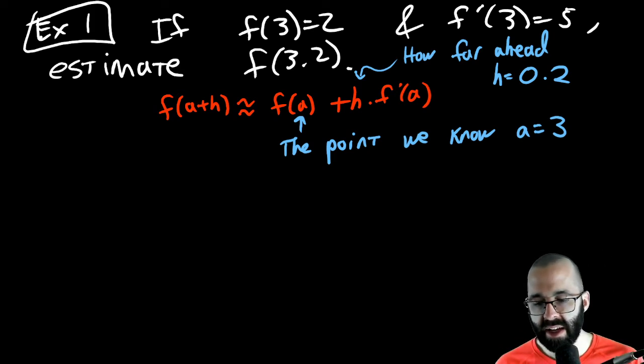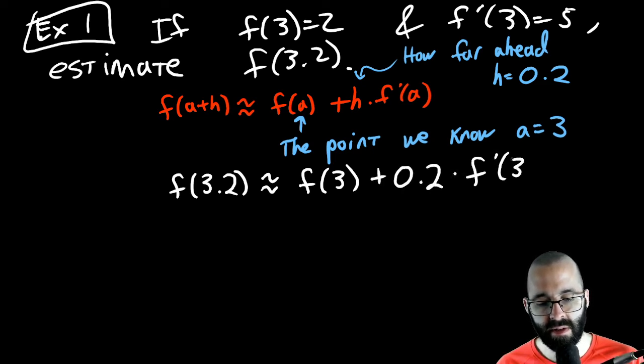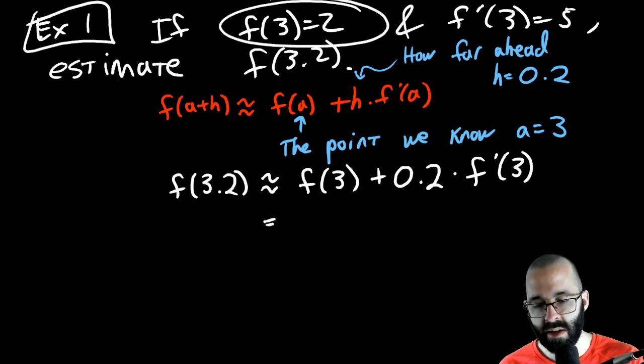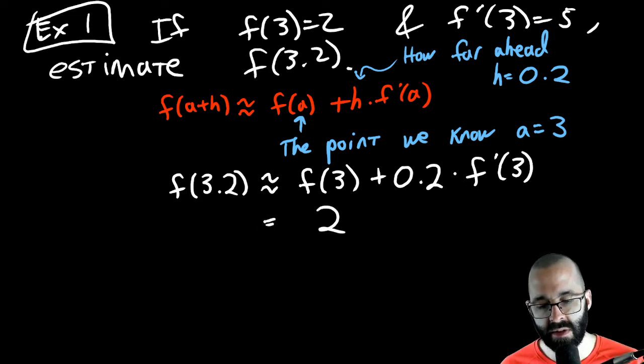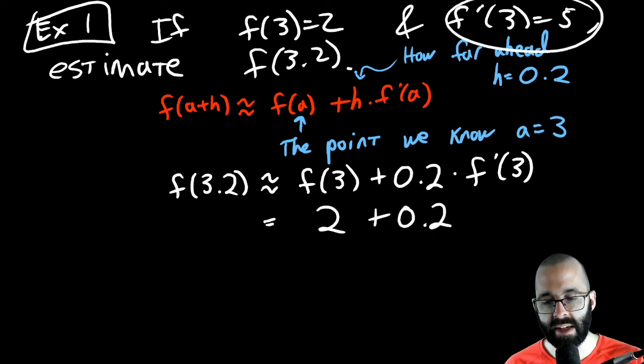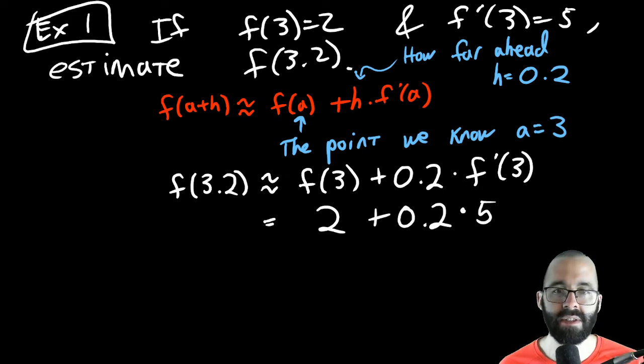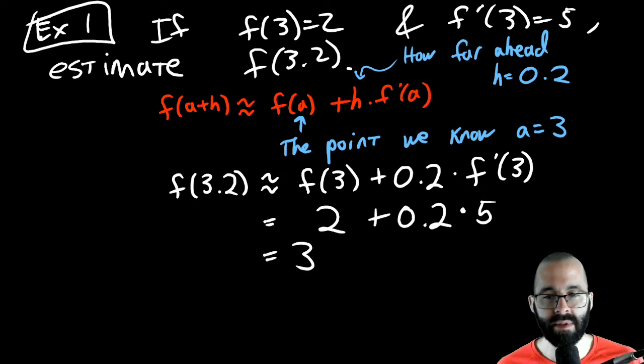So f of a plus h, that is just f of 3.2. And that's going to be approximately equal to f of a plus h times f prime of a. We know f of 3 is equal to 2. We know f prime of 3 is equal to 5. Now all that's left is adding things together, and we get 3.